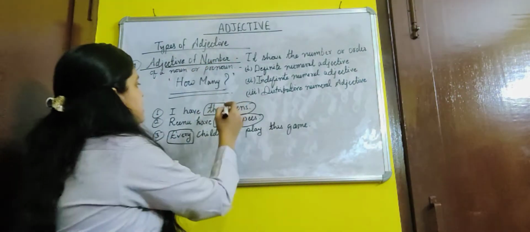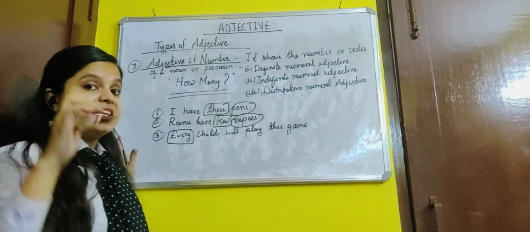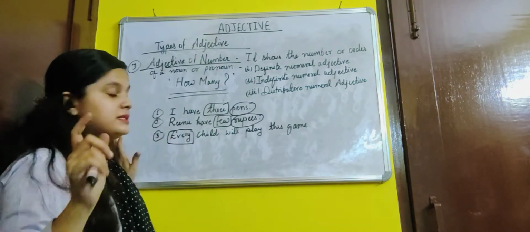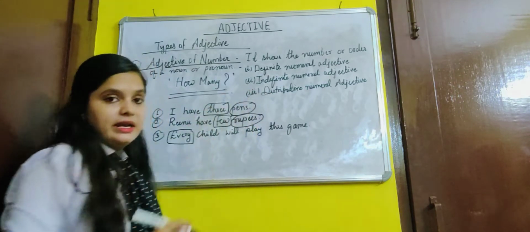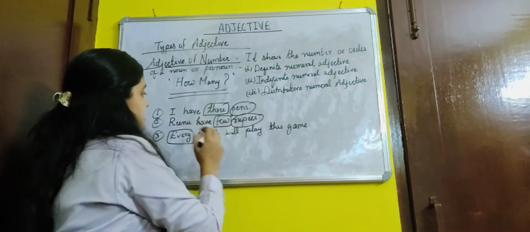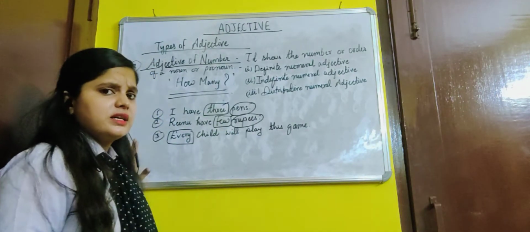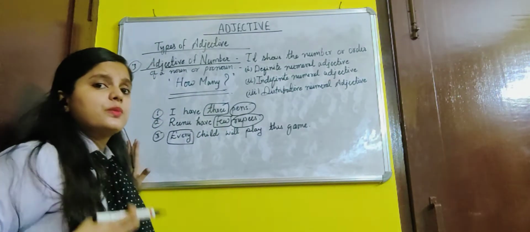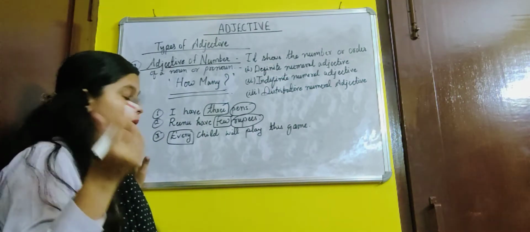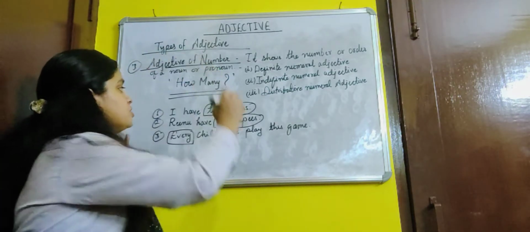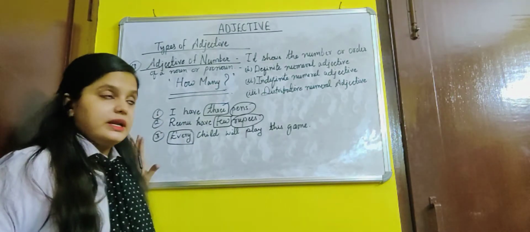But here the word 3 is telling us the exact number. How many pens do I have? I have 3 pens. So it's a definite numeral adjective. In the second sentence, you see few. Few is also giving us the answer to how many rupees? Few rupees, but it is not telling us the exact number, like 20 rupees or 10 rupees. So this word few is an indefinite numeral adjective.